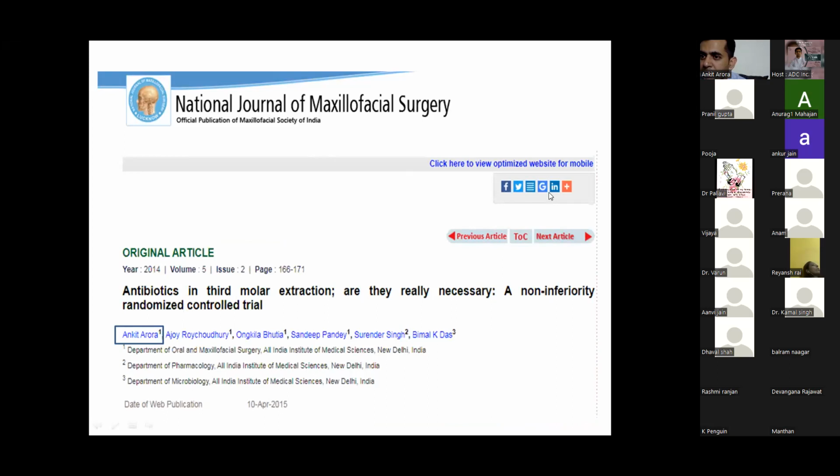Right now we have done one study where we looked at whether we really need to give antibiotics after third molar surgery, because obviously we as dentists are more accustomed to giving more medicine to our patients than is actually required.